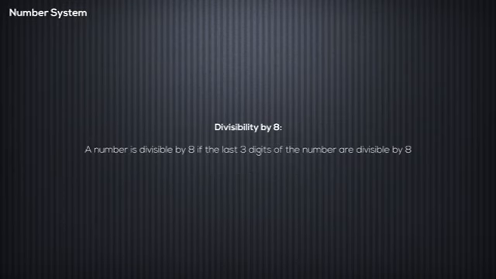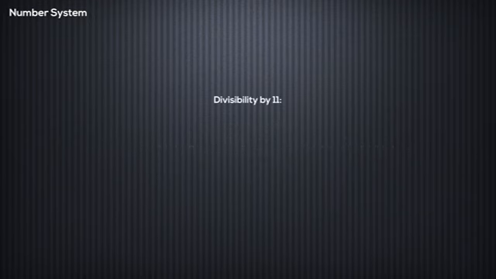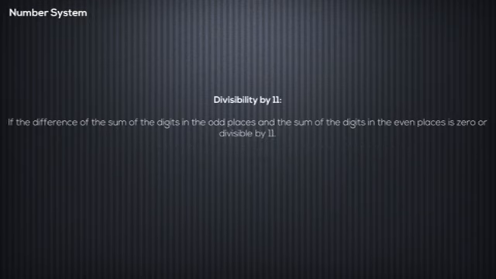Divisibility by 8. A number is divisible by 8 if the last three digits of the number are divisible by 8. Divisibility by 11. If the difference of the sum of the digits in the odd places and the sum of the digits in the even places is 0 or divisible by 11, then the number is divisible by 11. For example, 48,32,718. Here, the difference of the sum of the digits in odd places and the sum of the digits in even places is 11, which is divisible by 11. Hence, the number is divisible by 11.